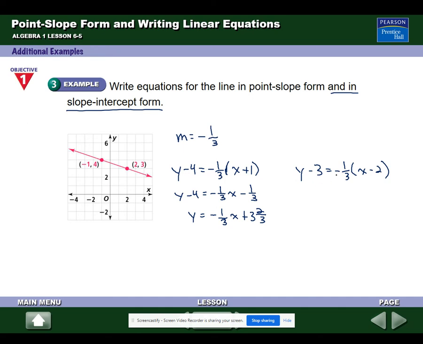Distributing the 1/3 here, the -1/3 here, this would be +2/3. Negative times a negative is positive. 1/3 times 2 is 2/3. And then if I added 3 to both sides, guess what? That's going to be 3 2/3. Y equals -1/3 x plus 3 2/3.